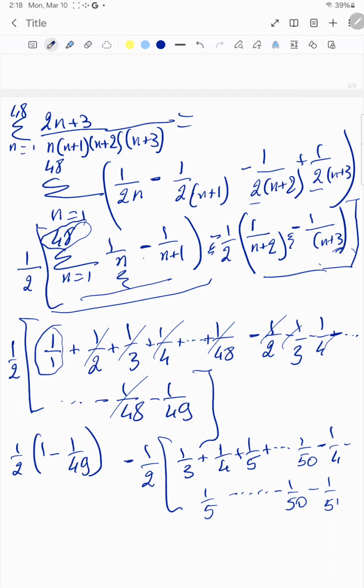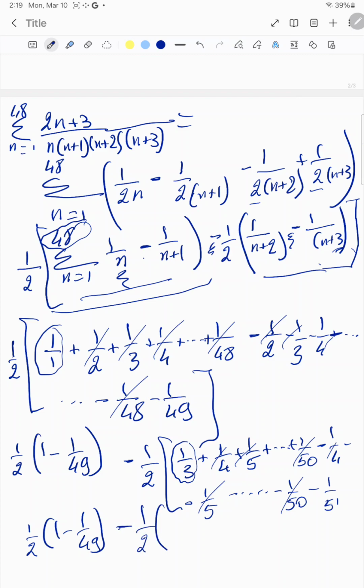So again, I have the 1 over 3, it stays. I have minus 1 over 4 plus 1 over 4, minus 1 over 5 plus 1 over 5, up to plus 1 over 50 minus 1 over 50. I will have 1 over 3 minus 1 over 51. So my sum becomes 1 over 2 times 1 minus 1 over 49, minus 1 over 2 times 1 over 3 minus 1 over 51.